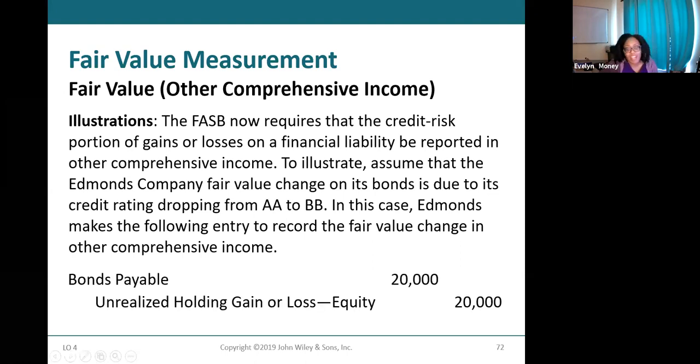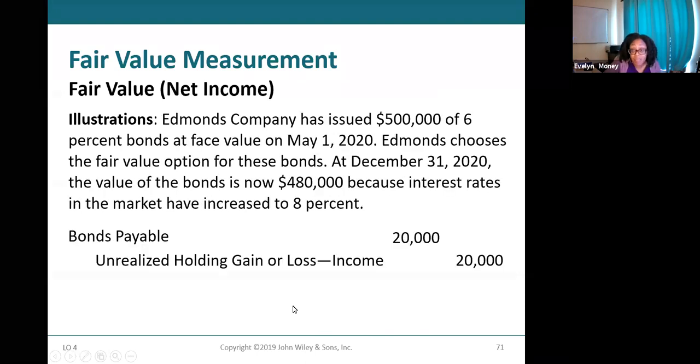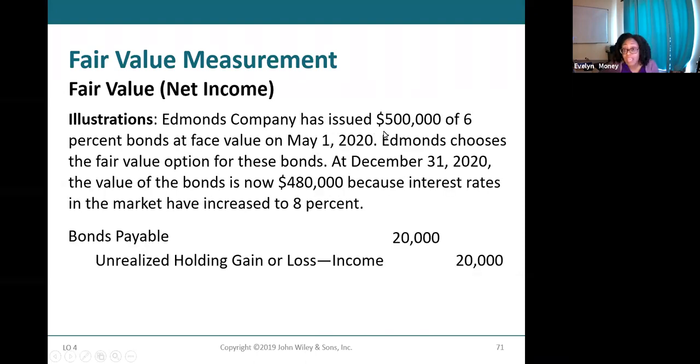And I know you're looking at this, like, unrealized holding gain or loss. Why am I crediting it? Well, it does represent a gain. This is debt, something that we're going to have to pay. And we're saying that it should have been worth $500,000, but because interest rates in the market have increased, we would only have to pay back $480,000. That's all it's worth. So that does represent a gain, but it's an unrealized gain because we haven't sold the debt, we haven't paid off the debt.